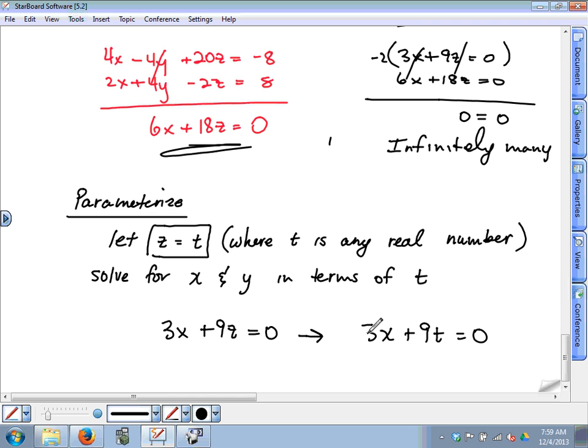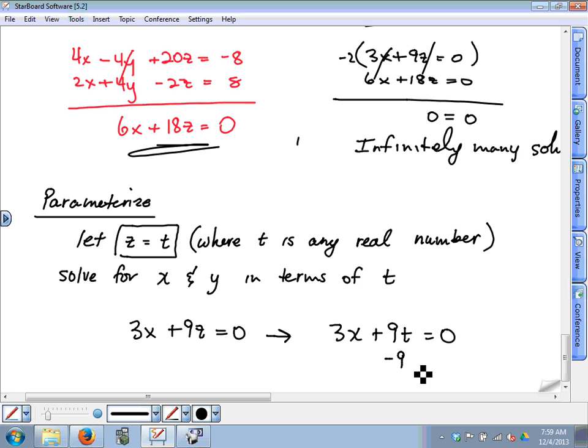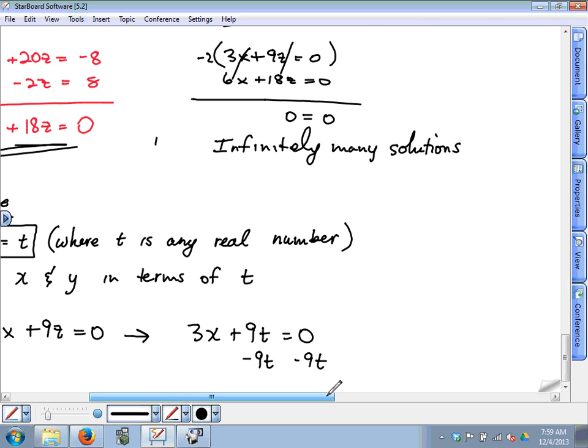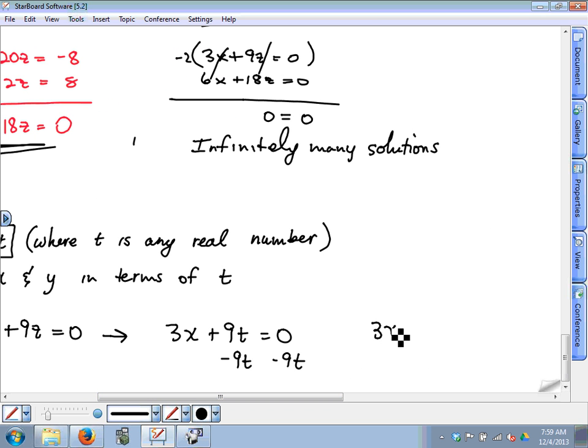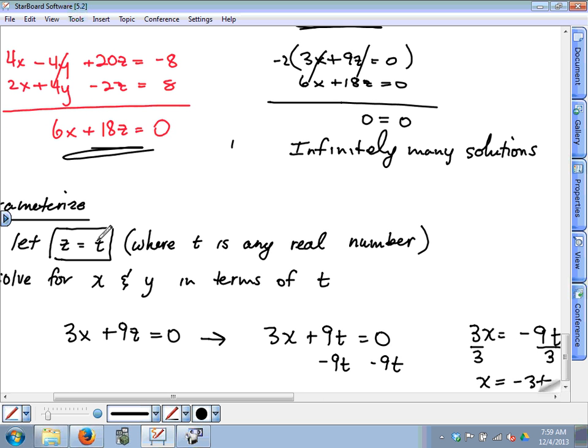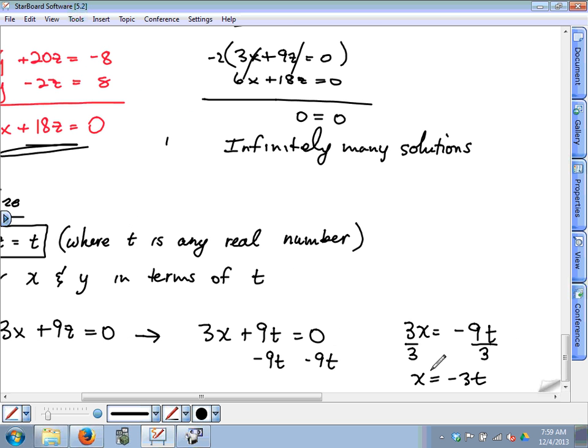Now we need to solve this for x in terms of t. So how do we solve this for x? I guess there are a couple of ways. Let's subtract 9t. So that's going to give us the equation 3x equals negative 9t. Then we divide by 3. So we have x is equal to negative 3t. We know what z is equal to. z was equal to t. Now we know what x is equal to. x is equal to negative 3t.